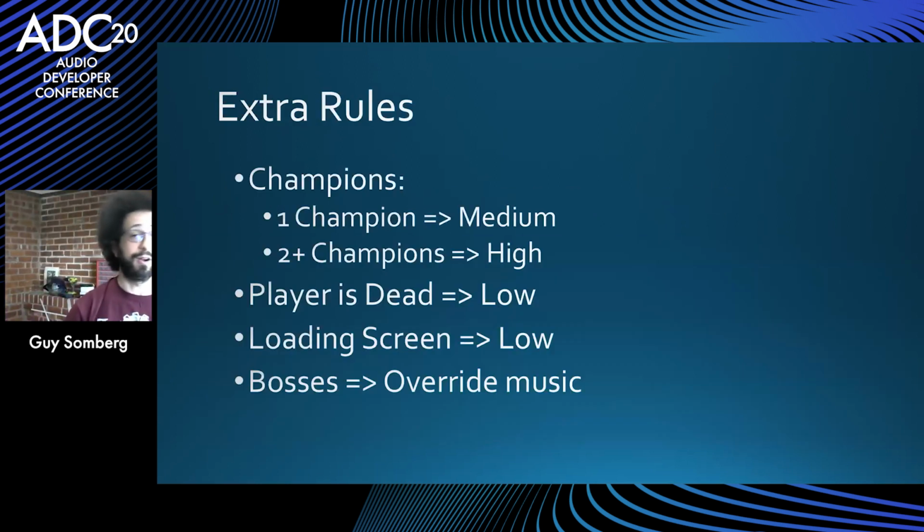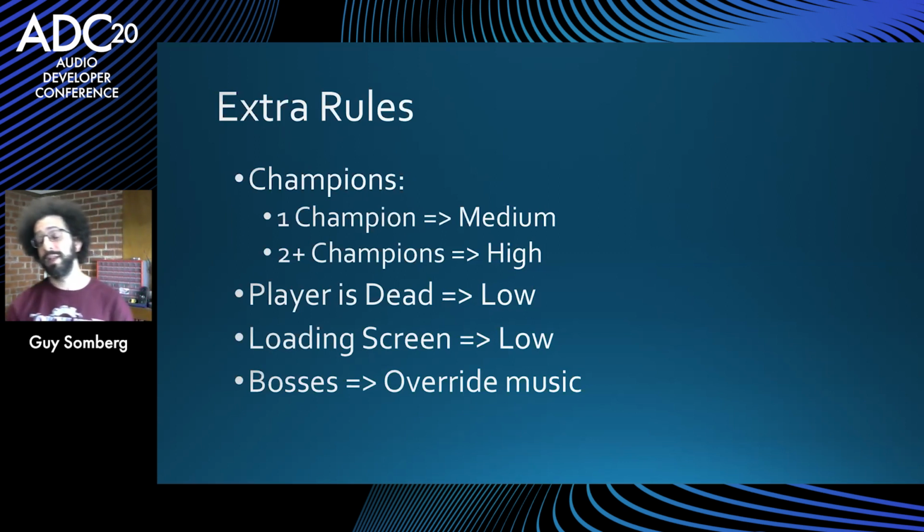The extra rules we have are about champions. So in our game, a champion is like a regular monster, but then we scale it up, we give it more hit points, we give it some special affixes, things like maybe it trails fire, or it shoots fireballs, or it has a poison nova that it does every 5 seconds, or it explodes into 2 smaller versions of itself when it dies, or whatever. So there's a bunch of these things. If there's 1 champion on the screen, then you're immediately at medium intensity. If there's 2 or more champions on the screen, you're immediately in high intensity.